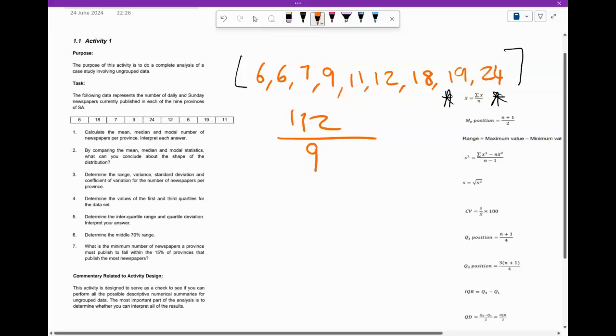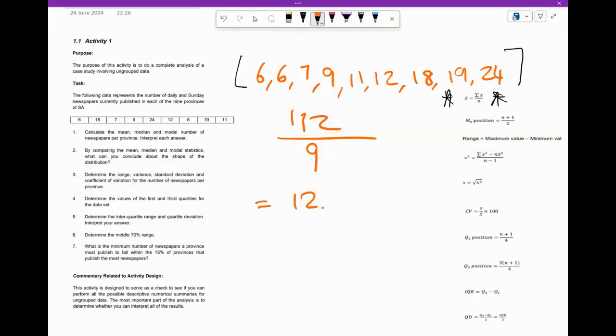And then how many variables do we have? We have 9. Okay. So then what is our mean? 12.4. Everybody's getting that. Okay. Right. So now we have our mean.